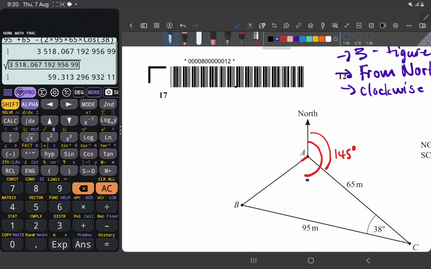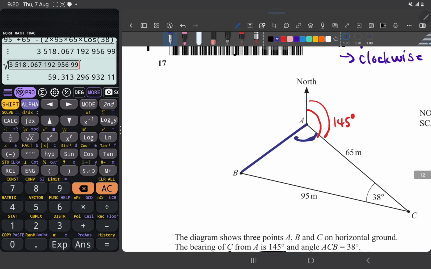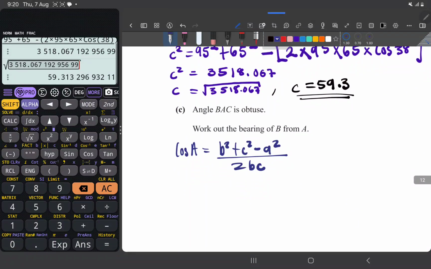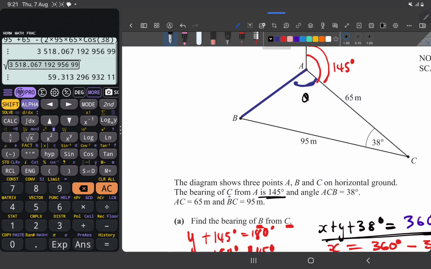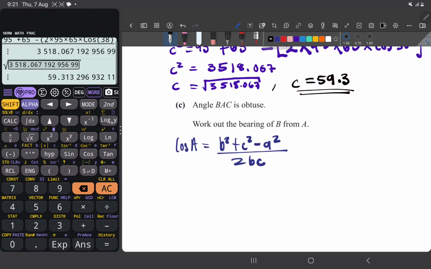So now I actually know that I'm looking for this line here, and I'm looking for this angle. The angle I'm looking for is the angle at A. So let's find it now. The angle at A we can call theta, or whatever you want to call it. So now we're going to say cos theta is equal to what?